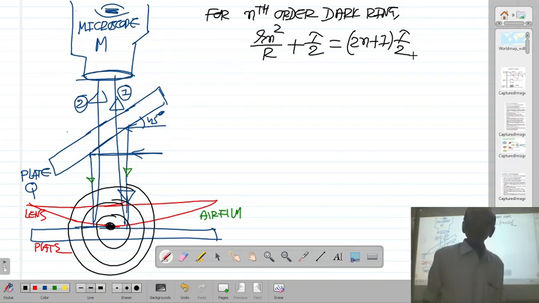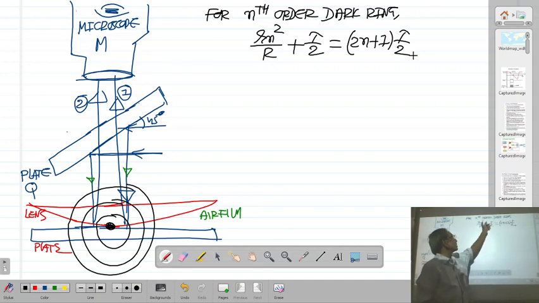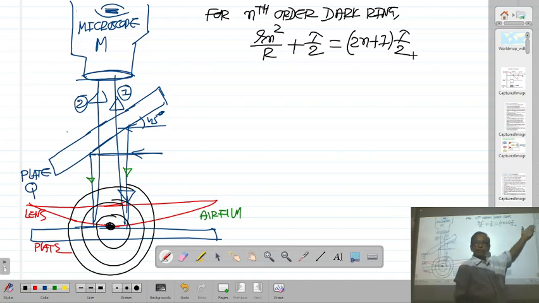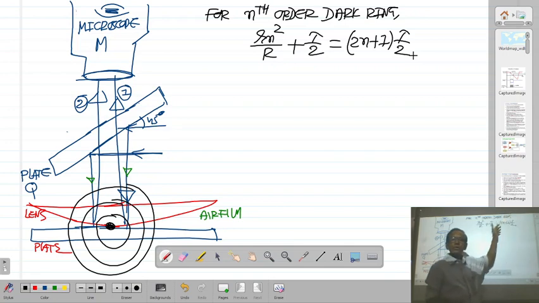have destructive interference, and all those points form a dark ring of order n. So the points at which the path difference r_n squared upon R plus lambda by 2 is (2n+1) lambda by 2 have destructive interference, and all those points will form a dark ring of radius r_n.